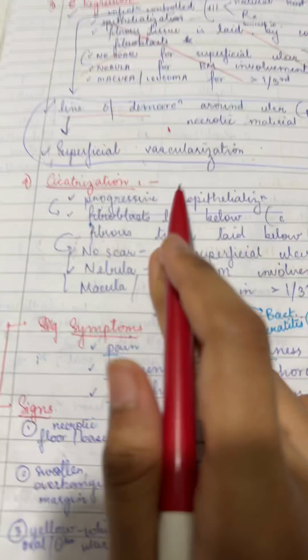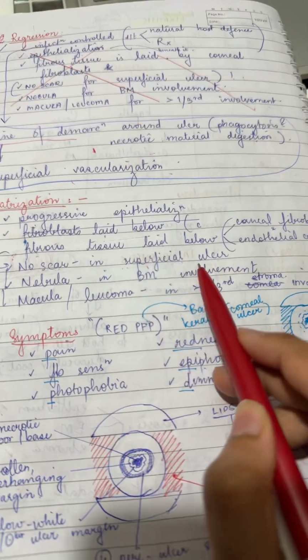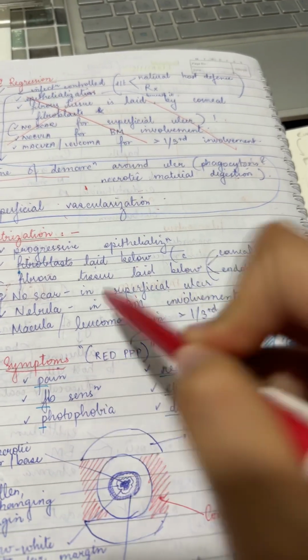Fourth is cicatrization. Essentially it means scar formation, so you have fibrous tissue being laid down. If your ulcer was superficial, you will have no scar. But the more the involvement, progressively you will have nebula, macula and leucoma like I discussed in part 1.